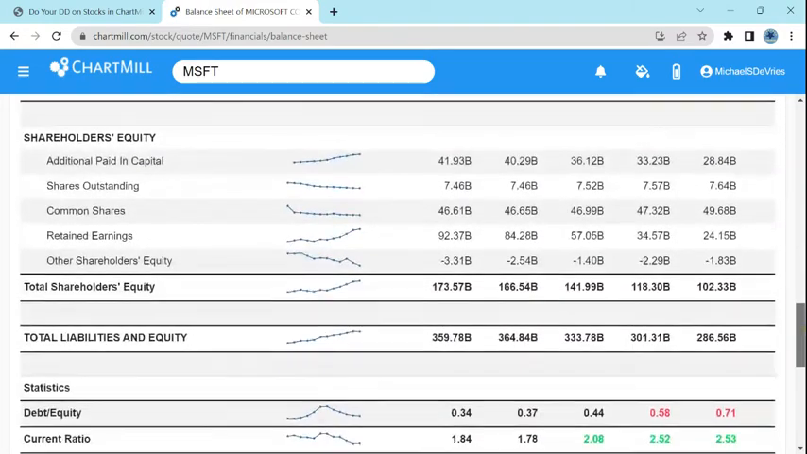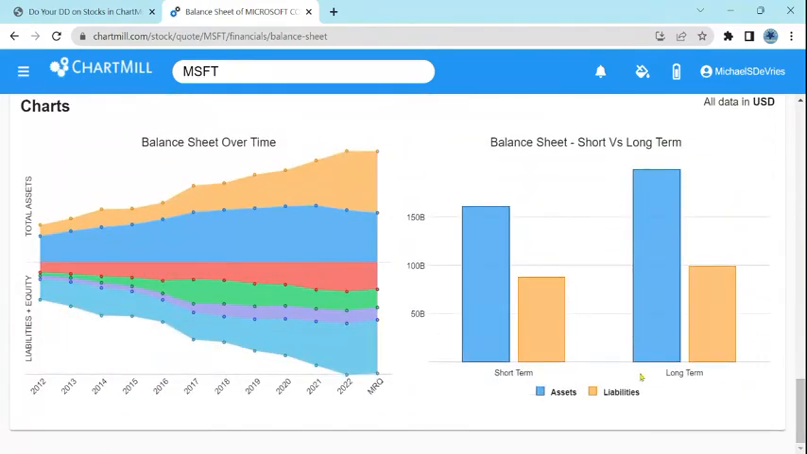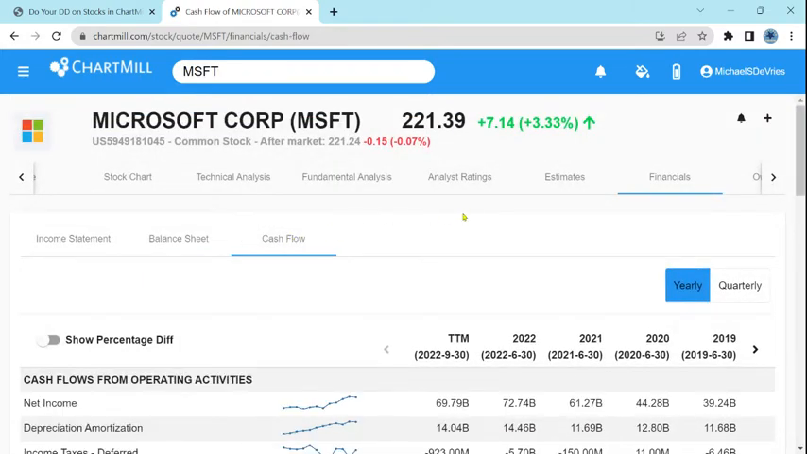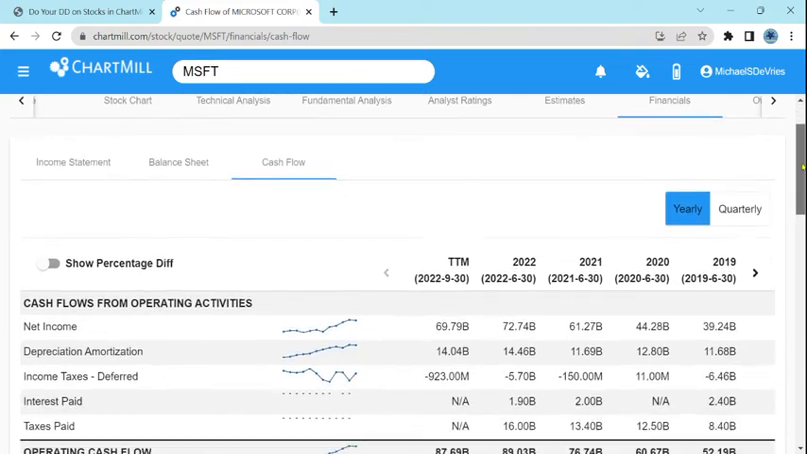Look for the positives, negatives, the trends very quickly in ChartMill, and we can see this balance sheet over time. So we see total assets. So again, a lot of useful detail. And we can see their balance sheet, short versus long-term, assets and liabilities. Is their debt increasing? Are their assets increasing? Again, very quick and easy to see in ChartMill. Very quick and easy to do your due diligence on their financials. Are they financially healthy? Is it improving or deteriorating over time?